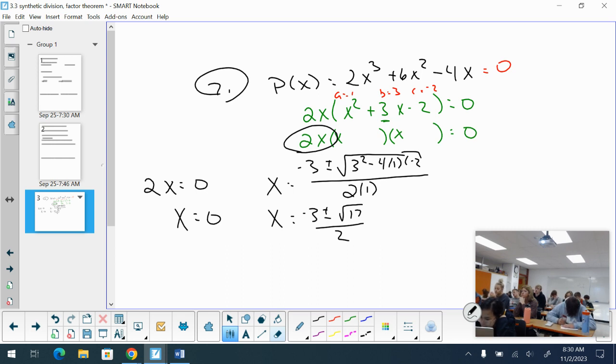Once again, I tend to go into quadratic formula when the b value is not even. If the b value is even, I would go into completing the square. But that's my own personal choice. You make your own personal choice at that point. Other questions? Once again, this gives 2 solutions. You have negative 3 plus square root of 17 divided by 2, then negative 3 minus square root of 17 divided by 2. So you get our 3 solutions, which also corresponds to the number of degrees.